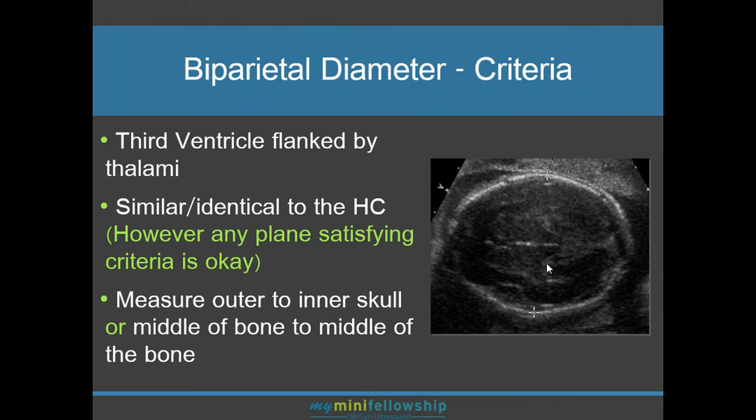Most people will typically use basically the same, if not almost the same picture to measure the biparietal diameter, which is fine. The criteria for the biparietal diameter are actually a little bit easier because it only requires that the third ventricle be present, flanked by the thalamus here. And again, it can be a similar plane to the head circumference, which we'll often use, but any plane that satisfies the criteria where the third ventricle is flanked by the thalami is good enough. So you can actually measure it in a coronal plane if you are having trouble getting an appropriate window or something like that. You can either measure from the outer wall of the anterior bone to the inner wall of the posterior calvarium, or you can measure from the bone to the bone. Either is okay as long as you're consistent.